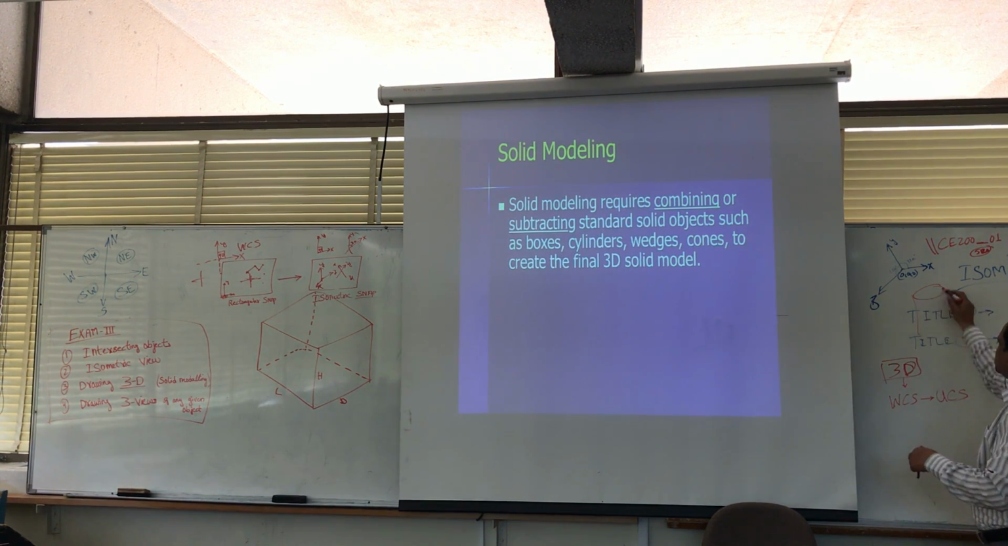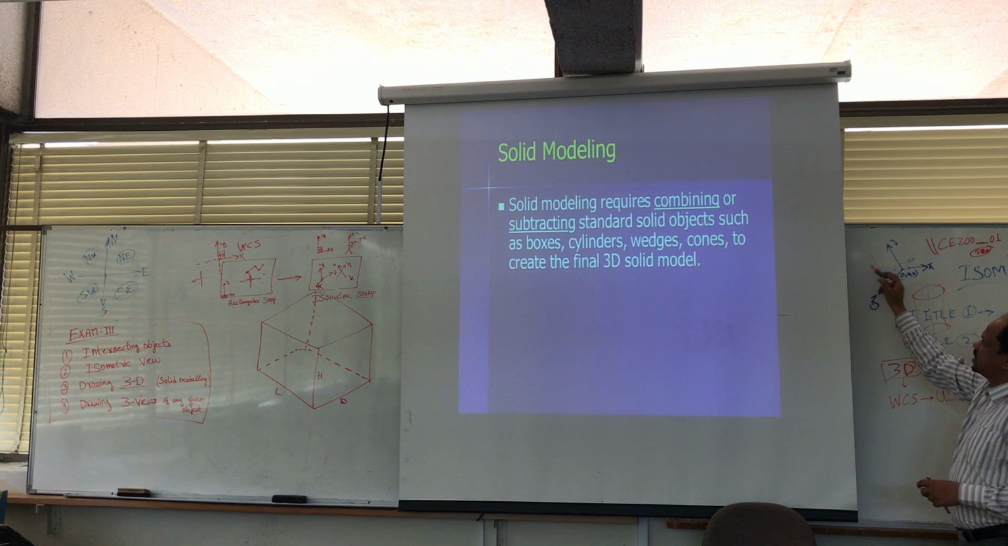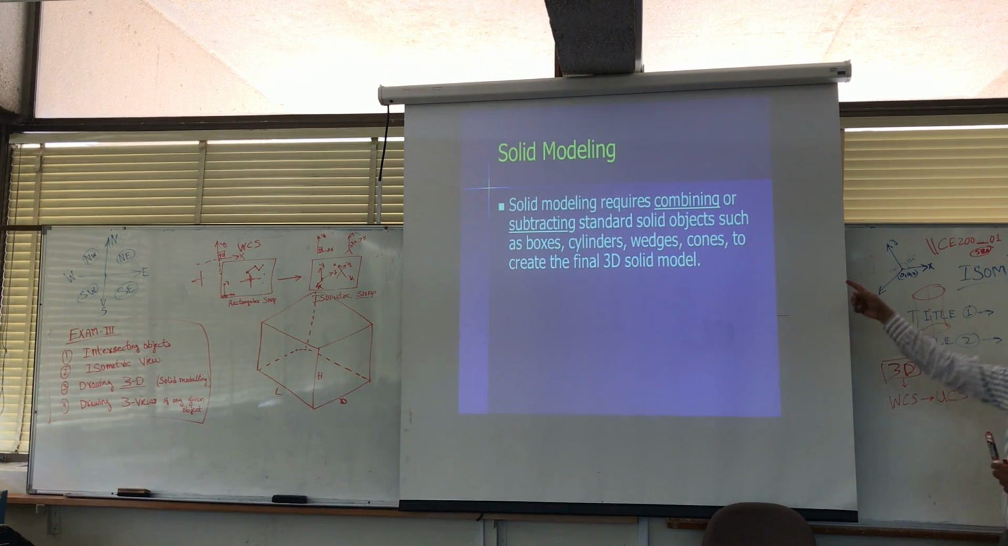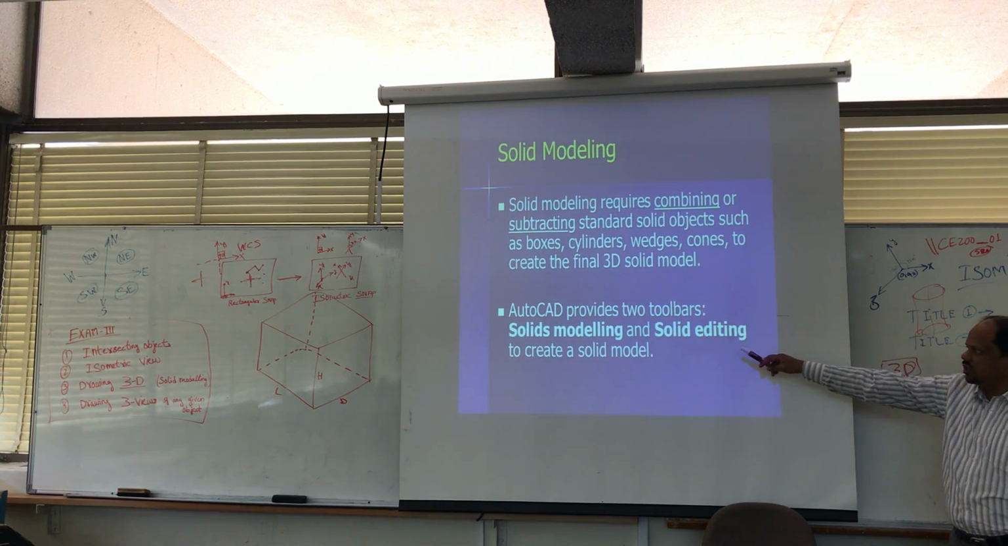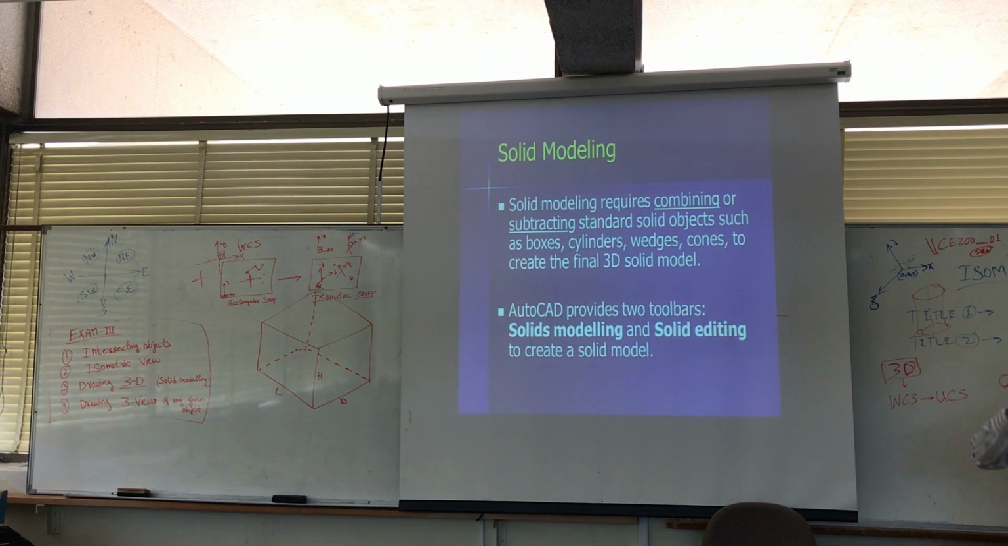What is a cylinder? This is a cylinder, isn't it? Having an axis. Cylinder. Wedges. Wedge is an inclined surface. So cones, etc. I will open AutoCAD and show you that we can use to create any 3D solid. AutoCAD provides 2 tools, solid modeling and solid editing, to create the 3D model. This is a model. Fine.